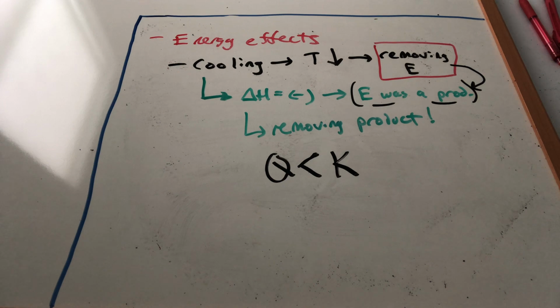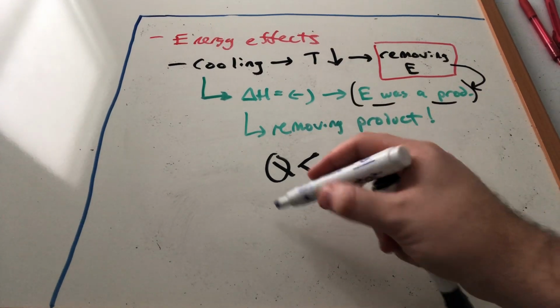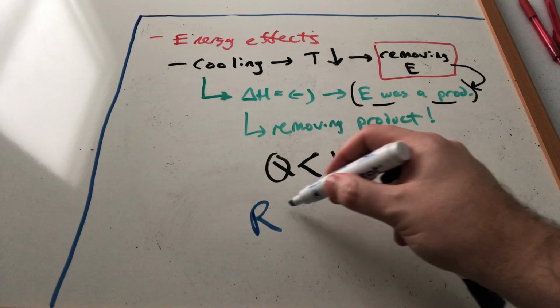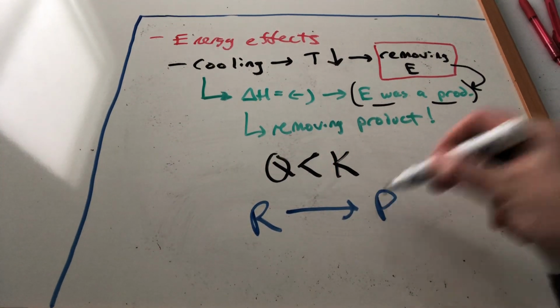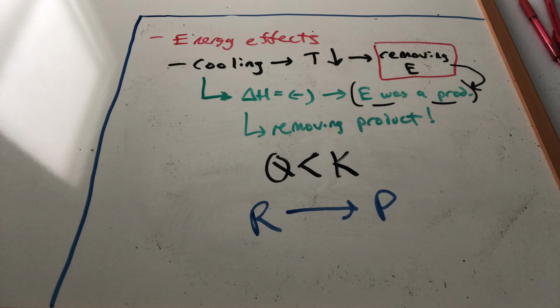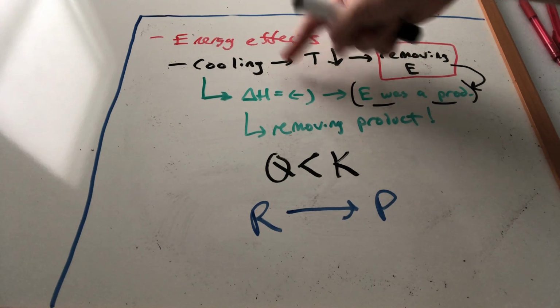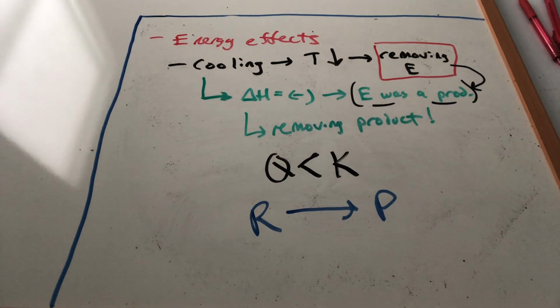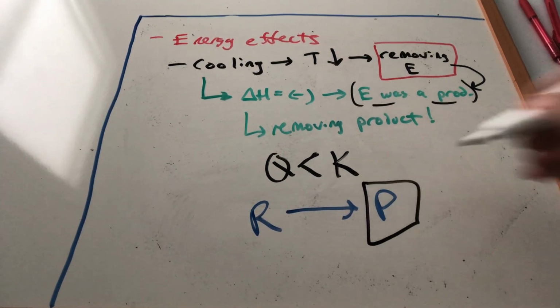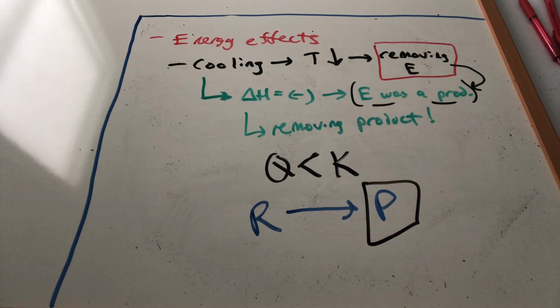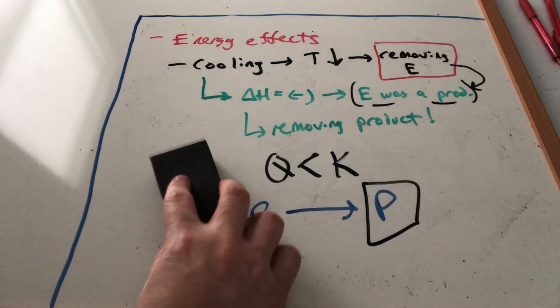We also know from previous work in equilibrium that when Q is less than K, the reaction shifts to make more products. So Le Chatelier's principle says that for exothermic reactions, when we cool them, the reaction makes more product. That kind of makes sense with a Q versus K analysis.